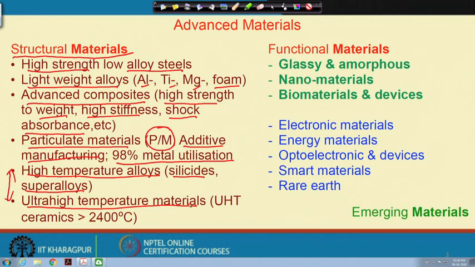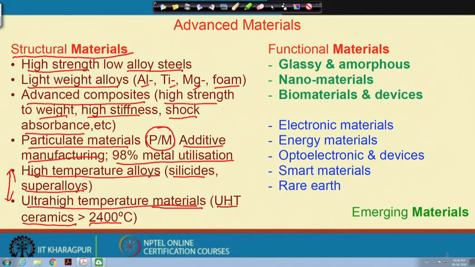On the other hand, there is also another category of materials, called ultra high temperature materials. Here we intentionally use materials that are mostly ceramic, because the melting temperature of ceramics is very, very high, mostly above 2400 degree centigrade, and those ceramics can sustain very high temperature and retain strength. Therefore, a large effort is being made these days to develop these ultra high temperature ceramics.